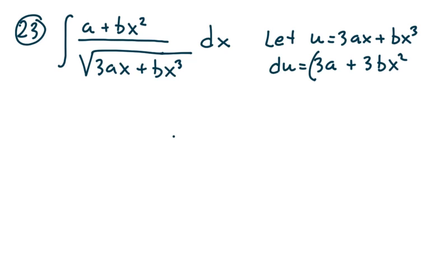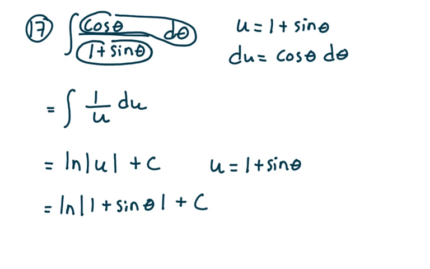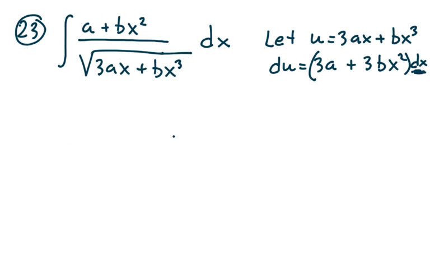And by the way, we need to attach a dx here. That's important, that notation is very important. You can see I attach a dr, so when I differentiate, r becomes dr. If you go back to 17, when I get du, it's cosine theta d theta. So we do have to have a dx.